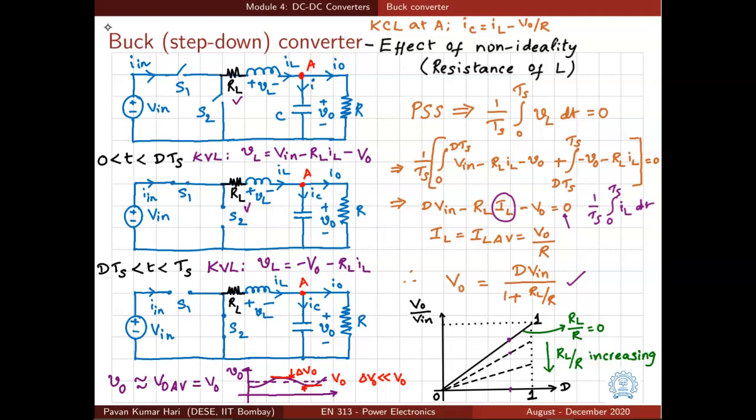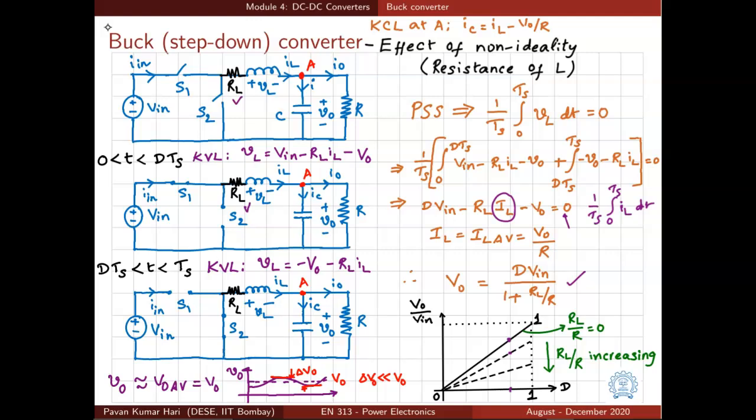So if you plot VO by Vin, the ratio of the average output voltage to the input voltage, versus D, you will have a series of straight lines, and each straight line corresponds to one condition of RL by R. And as the RL by R increases, that means when RL becomes more and more significant, then your output voltage also becomes very low, much lower than the expected value.